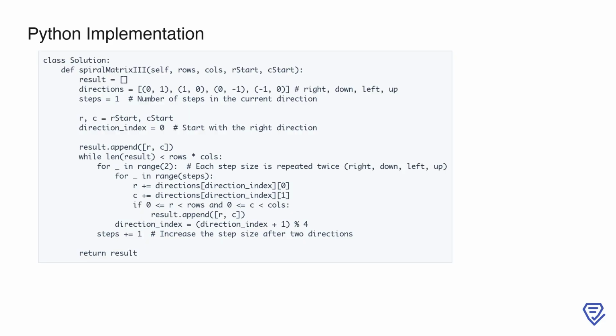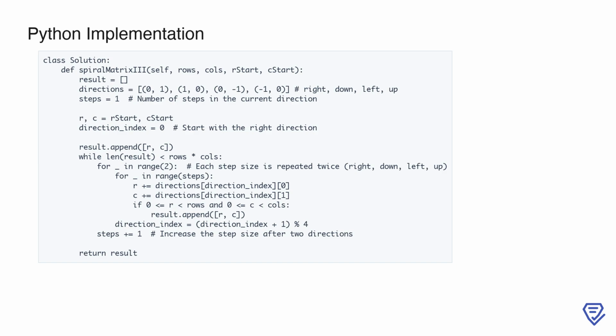3. Spiral traversal. The while loop continues until all rows * cols cells are visited. For each step size, we repeat movement in 2 consecutive directions, e.g., right and down for step size 1, left and up for step size 2, and so on. For each step in the current direction, we update the row, r, and column, c, by adding the respective direction offsets from directions. If the new cell, r, c, is within the grid boundaries, it's added to result. 4. Direction updates. After completing a direction, the direction_index is incremented modulo 4 to cycle through the directions. After 2 directions, the steps value is incremented.